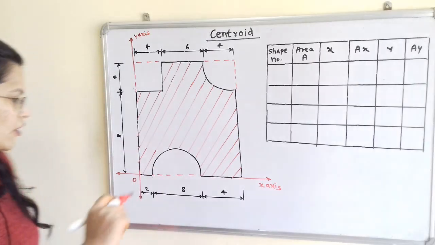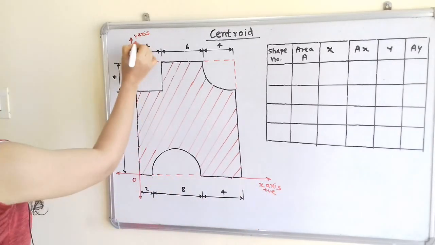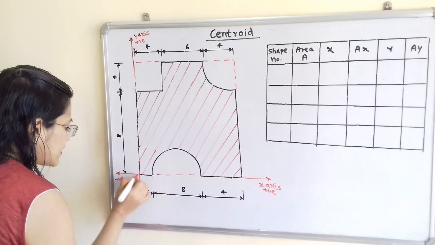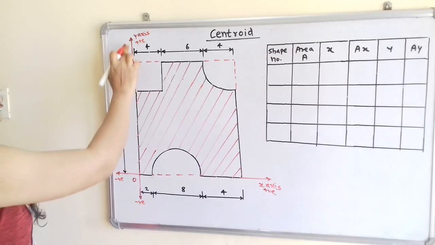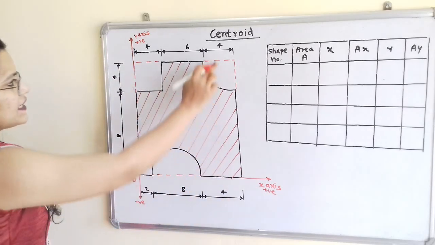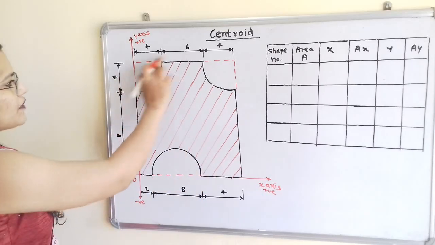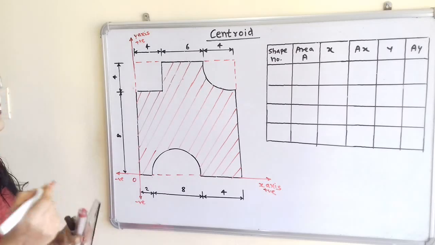If we observe on the right hand side, all the values are positive. In the upward direction, all the values are positive. On left hand side, values are negative, and in downward direction, values are negative. So if we observe, all the measurements related to this diagram are in first quadrant, and that's why we have to take the positive values.